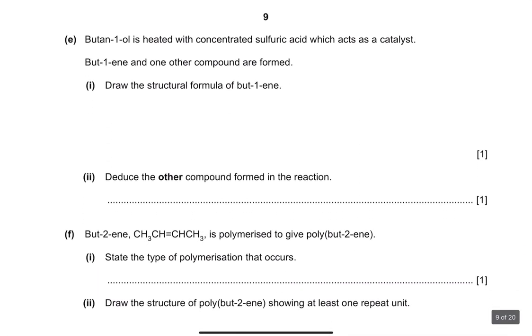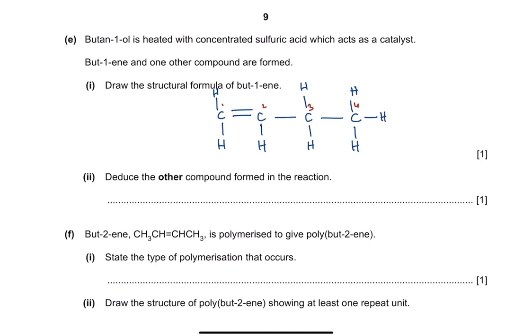Butan-1-ol is heated with concentrated sulfuric acid which acts as a catalyst. Butene and one other compound are formed. Draw the structural formula of butene. So we need to draw 4 carbons like this, and there will be a double bond between carbon 1 and 2. This is carbon 1, 2, 3, 4. On carbon 1 we have space for 2 more hydrogens. On carbon 2 we have space for only 1 hydrogen. Carbon 3 has 2 more hydrogens, and carbon 4 has 3 more hydrogens. That's butene.